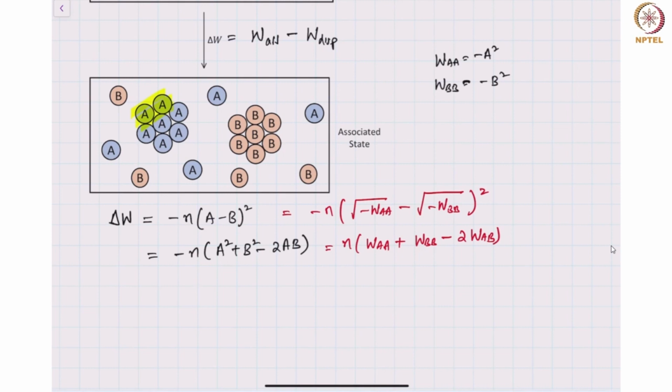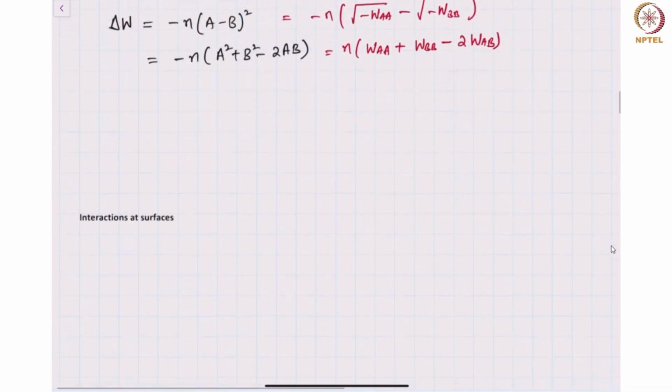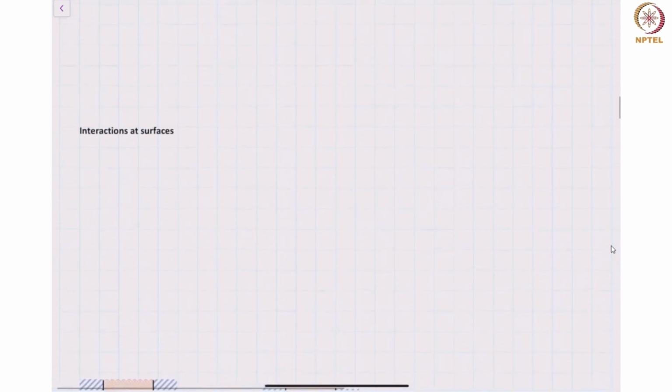So we have this associated state. When we go from one state to another state, the associated state is associated with the change in the energy of this configuration. And I can write it down in terms of individual binding energies. Right? Now, why are we looking at this? Because once we have this general idea, it's basically associated with how individual interactions can lead to an interaction of a cluster. Okay. Now I want to take it one step further and expand it to surfaces. So let's look at interaction at surfaces.